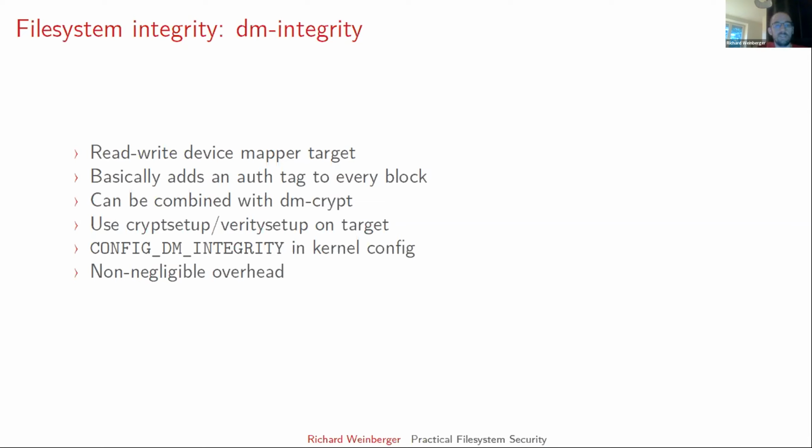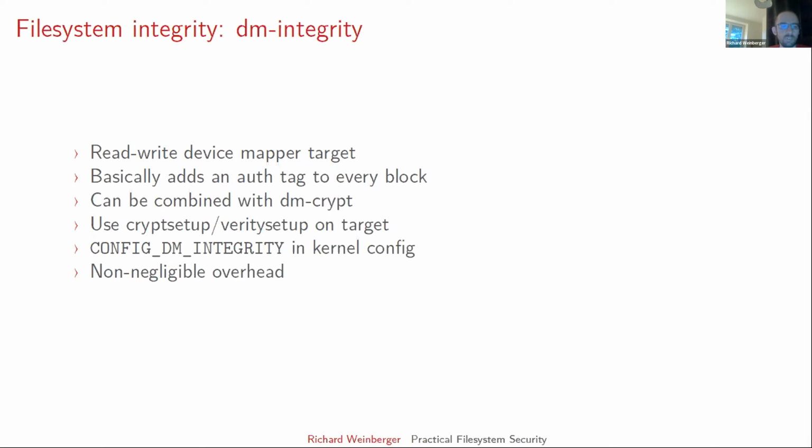So it's basically adding an authentication tag to every block. It can be combined with dm-crypt, and with this you can have a fully encrypted block device that's also fully authenticated. So that means the attacker cannot see any content, and any kind of change will be detected. But it has a certain overhead. The overhead is in space and CPU time. CPU time is because beside decrypting and encrypting, it has also to make sure that there is a valid authentication tag, and the tag itself needs also more space.